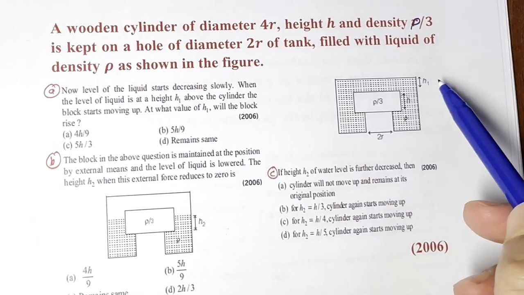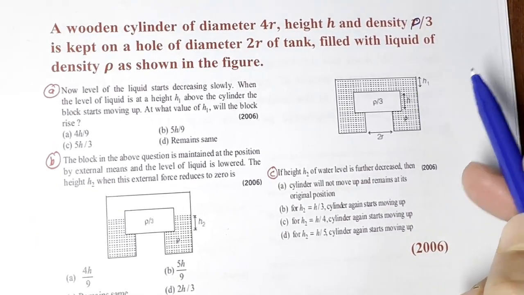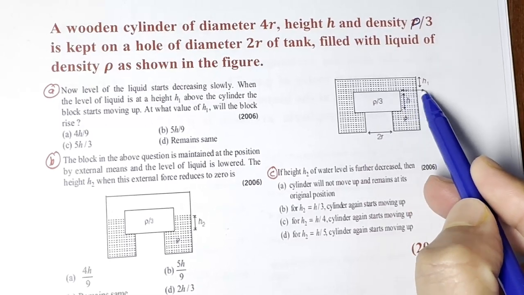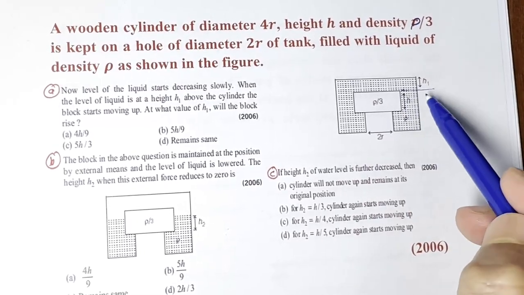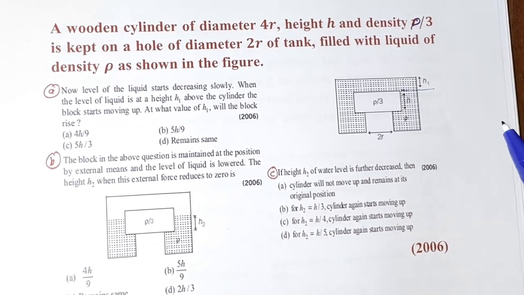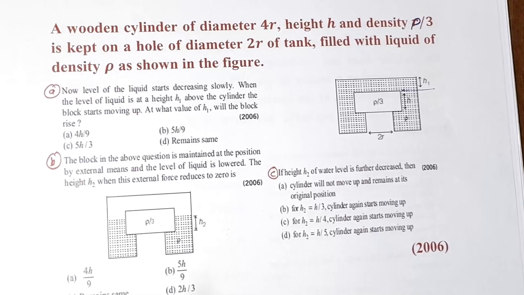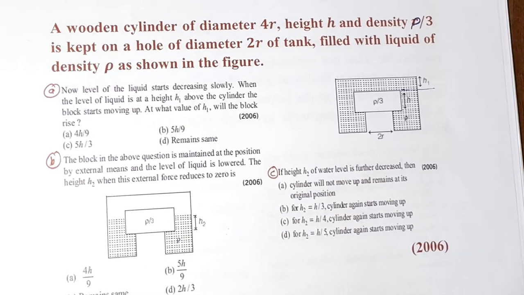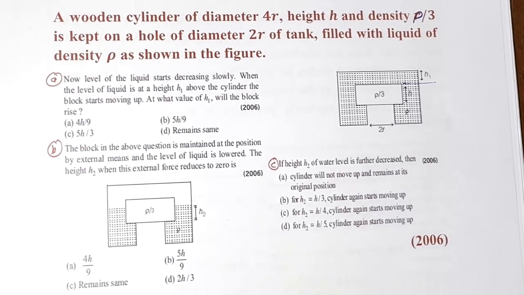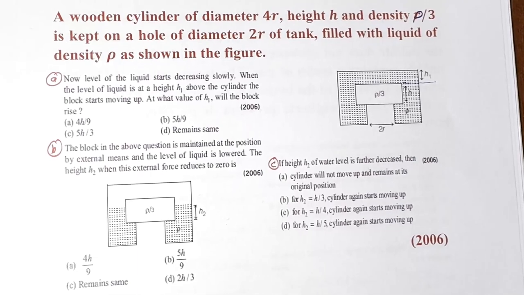So this is the height of the liquid above the block, that is given as h1, and we have to find out the value of h1. In all these three parts, the important thing is the balance, or equilibrium, of this particular block. For that we have to find all the forces acting on this cylinder and balance them so that everything comes into equilibrium, and then we solve the question.